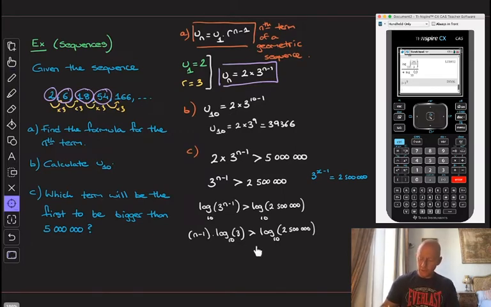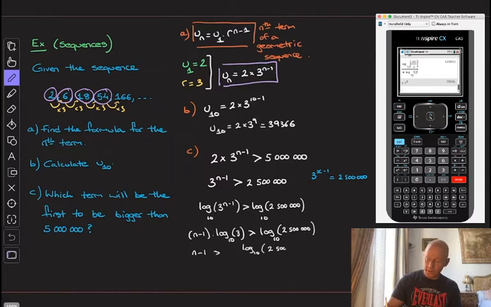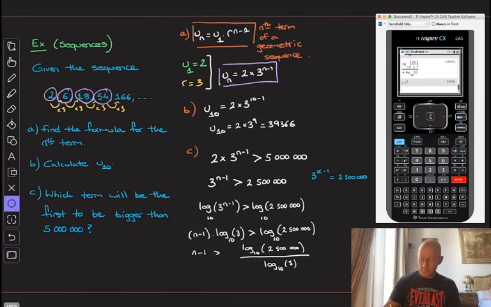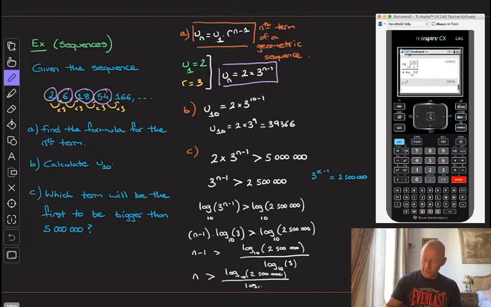I divide both sides of this inequality by log base 10 of 3, and that leads us to n minus 1 has to be greater than log base 10 of 2,500,000 over log base 10 of 3. Finally, I need to get rid of this 1 that's being subtracted on the left-hand side, and for that I add 1 to both sides. So n has to be greater than log base 10 of 2,500,000 over log base 10 of 3, plus 1. And we're pretty much done. All we have to do now is figure out what this right-hand side is actually equal to, and that will tell us what n has to be bigger than.